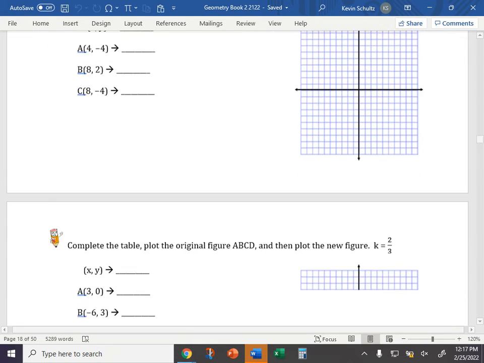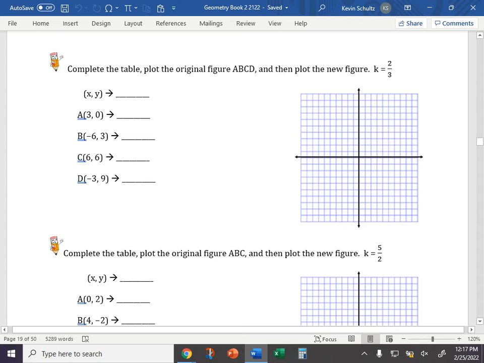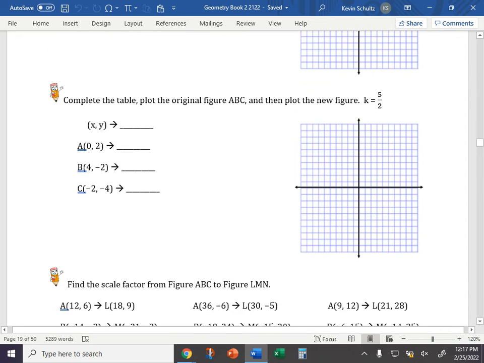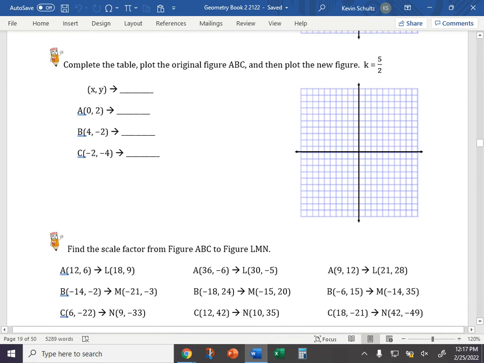Next page. Similar one for you to work on. The scale factor is 2/3. So you know it's going to be a reduction. Again, you're welcome for making all these ordered pairs multiples of 3 to make dealing with that 2/3 a lot easier. And then below that, you've got a figure with a scale factor of 5/2. So you know it's going to be an enlargement because that scale factor is greater than 1.